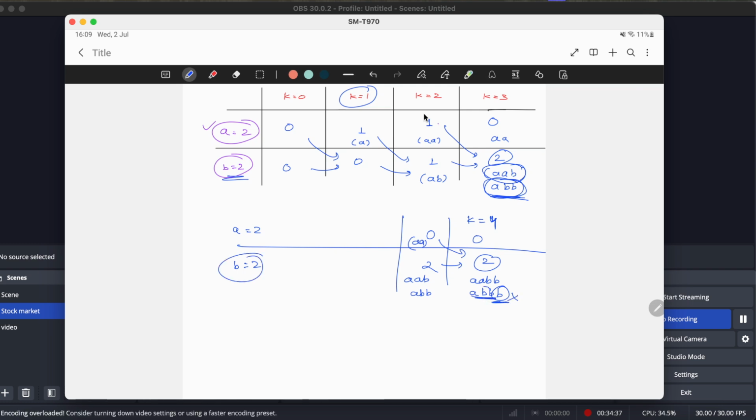So whatever the previous ABB is going to be, it is going to be fixed. From a also, if I try to add b, it is not going to have length k equals 4. So this is also not valid. From there it is going to become 0 as the value.